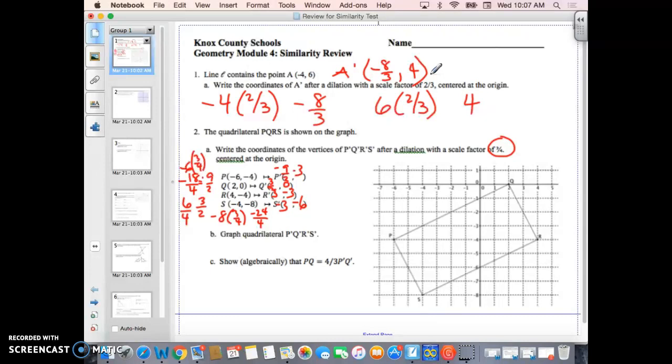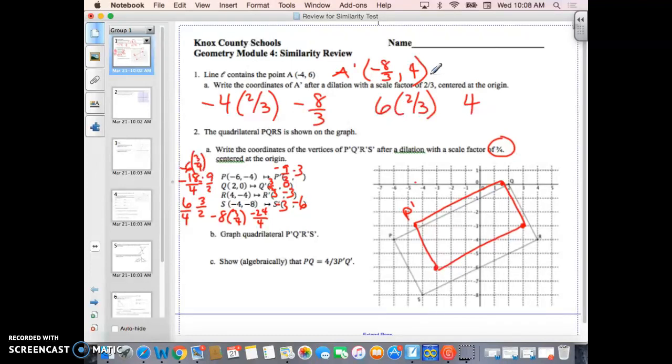-9/2 is just 9 divided by 2, which is 4.5. So -4.5 is here, and -3 is here. So there's P prime. 3/2 is 1.5, so that's here, and 0, which is here. And then the next one is at -3 and 3, -3 here, and -3, -6 is here. So that's my new shape.